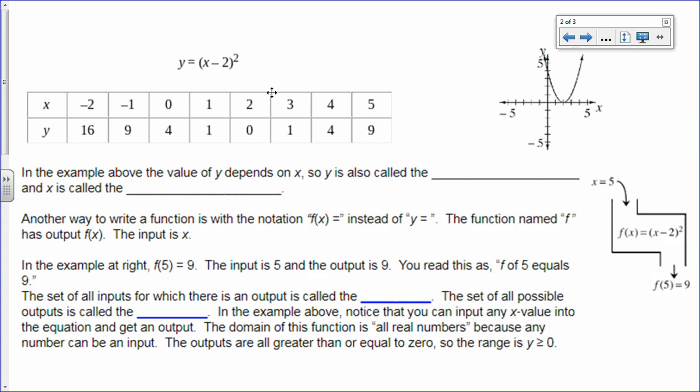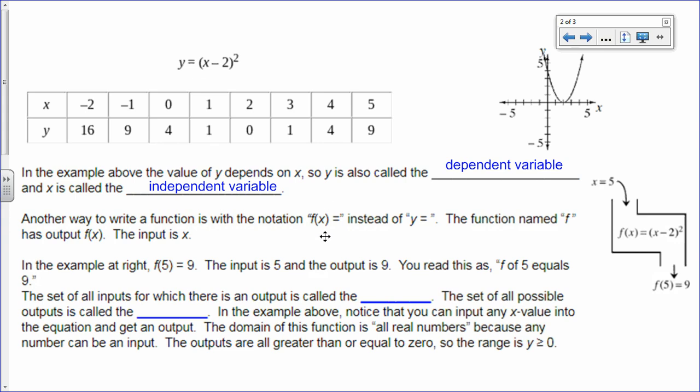So again, with the same equation, it depends. So in the example above, the value of y depends on x. So we call y the dependent variable because it depends on it. And x is called the independent variable. So x is independent. We can pick any x that we want. And then y we can get by using whatever x is.